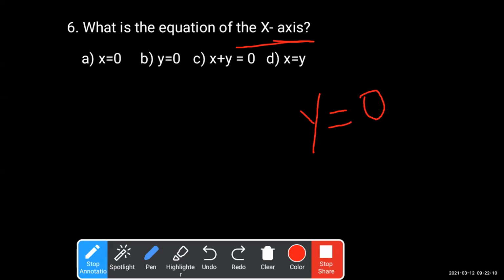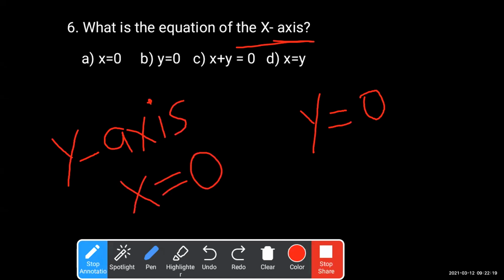When they ask for the y-axis, that time x will be 0. But here they have asked x-axis, so y has to be 0. So this is the equation.